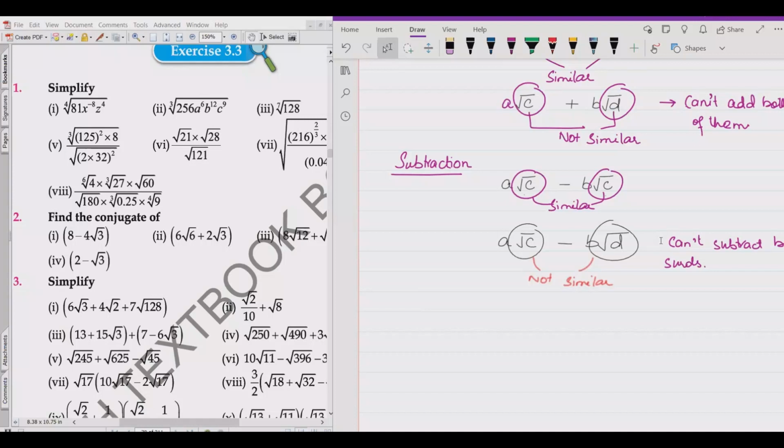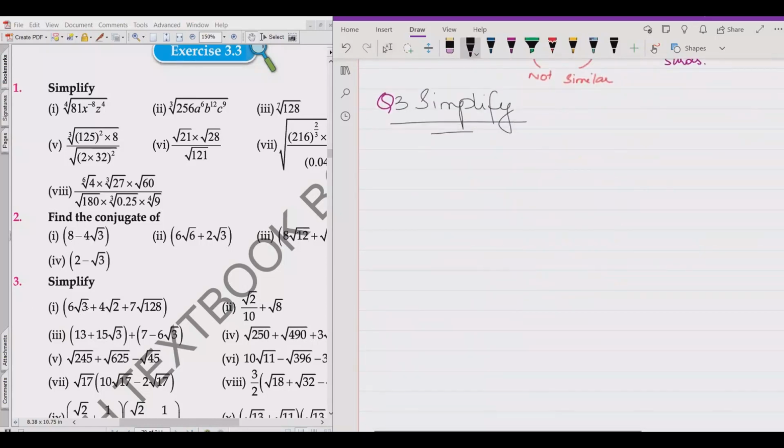We are following a class 9 syllabus book of math right now. You can see other books and follow them for solving surds, addition and subtraction. So now we have to simplify question number 3 here. Simplify. Here we have the first question: 6 root 3 plus 4 root 2 plus 7 root 128. So this is the question and we have to add these surd terms.